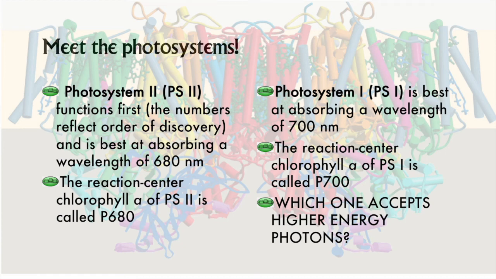Photosystem 2 functions first in photosynthesis, but it is called photosystem 2 because it was discovered after photosystem 1. It probably also evolved after photosystem 1 as well. In the reaction center complex is the special chlorophyll A that absorbs photons of 680 nanometers, so it is called P680. Photosystem 1 absorbs photons of 700 nanometers, and if you're any good at pattern recognition, you won't be surprised that the reaction center chlorophyll A of photosystem 1 is called P700.